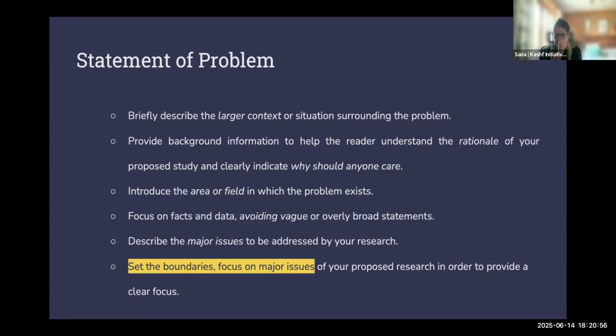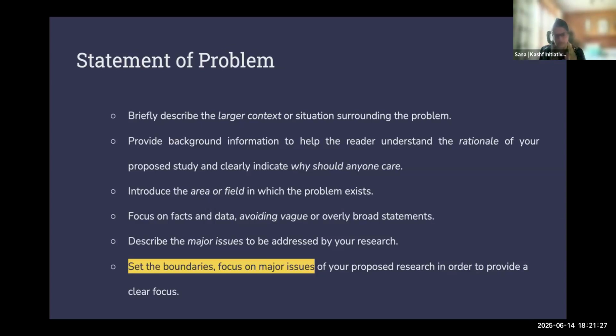There's no point in putting broad statements which might be easily challenged. So focus on facts, give data, substantiate, and show why what you're trying to study is important, and describe the major issues which you plan to address by your research. This is also a very good opportunity for you to set the scope of your research. So you focus on major issues of your proposed research in order to provide a clear focus.